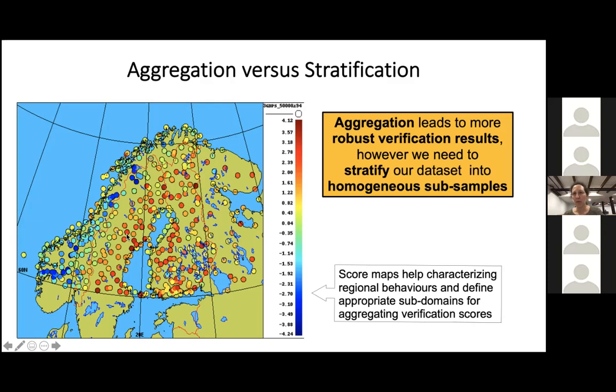Looking at maps of scores is fundamental, because you'll always have a lot of this type of behavior in your data. So look at the maps of scores. This helps to define subdomains that are homogeneous.